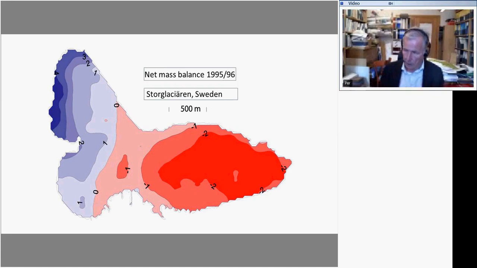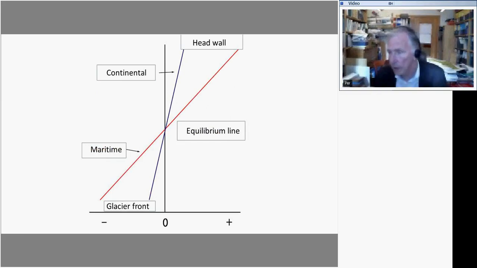If the system is in balance with climate, then the loss should equal the gain. And you can see that in the middle, this is what we call the equilibrium line. Then if the system is in balance, the flow of ice through that line should also equal both the gain and the loss. It's also expressed in a figure like this, where you can see that the glacier front is in the lower part, and you have a head wall high up.